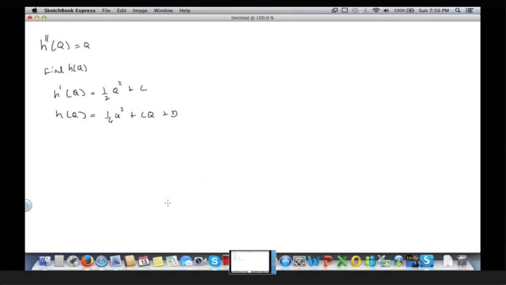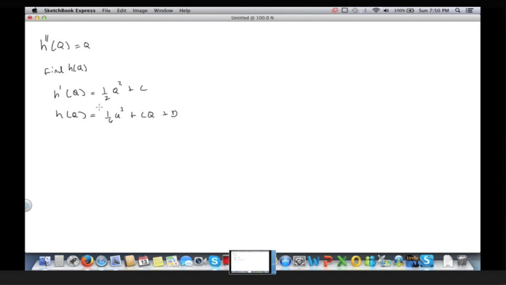In this case, all we can do is find general antiderivatives. There's not enough information to find particular antiderivatives. Good. How would you check your answer? You can take the derivative of h, and we should get h prime. Good. Now, we would take the derivative with respect to what? Q. Right. Not with respect to x, say.